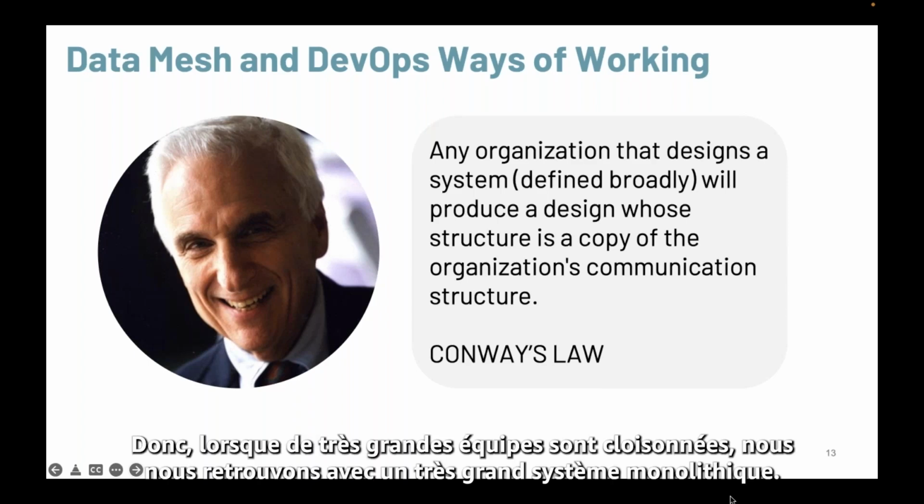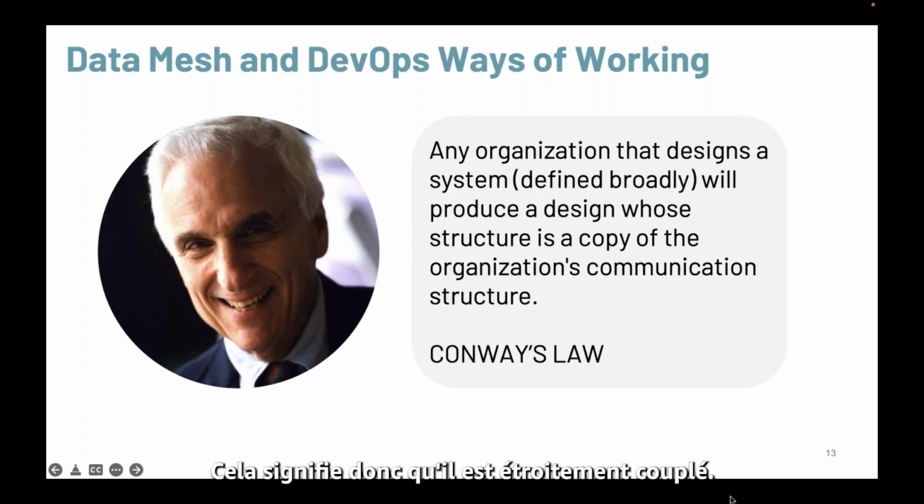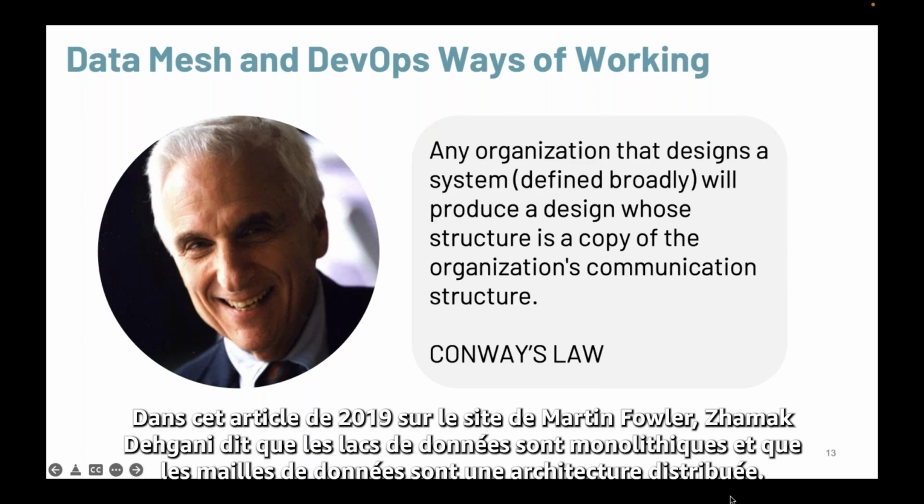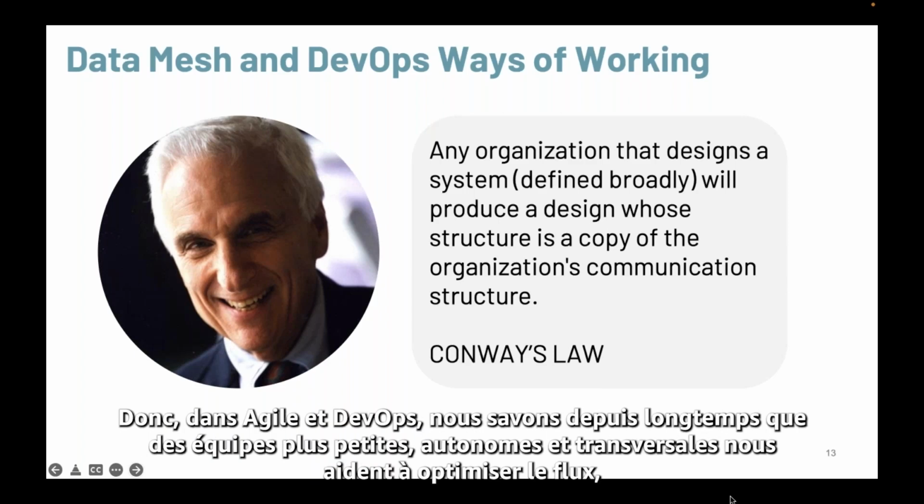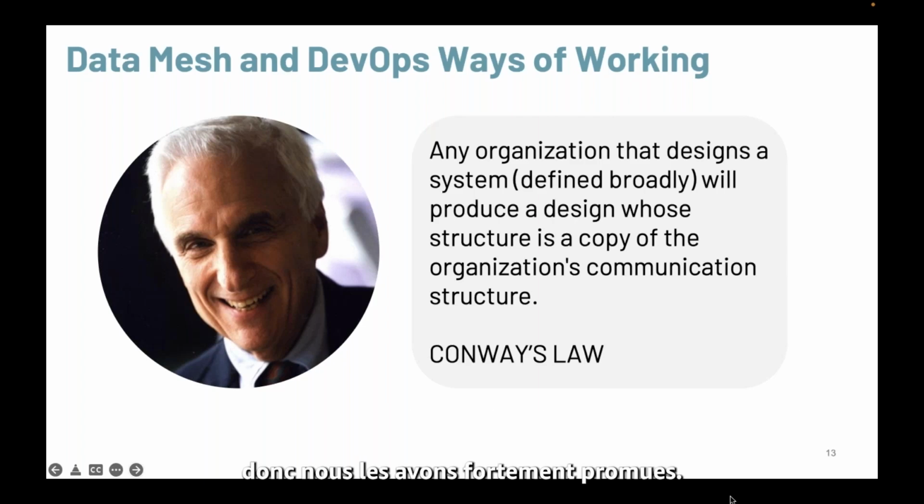So when we have very large teams that are siloed, what we end up with is a very large monolithic system. So that means it's tightly coupled. There are a lot of dependencies in it. In that 2019 article on Martin Fowler's site, Samantha Gunn calls data lakes out as being monolithic and data mesh as being a distributed architecture. So in Agile and DevOps, we've known for a long time that smaller, autonomous and cross-functional teams help us optimize flow. So we've promoted them heavily.